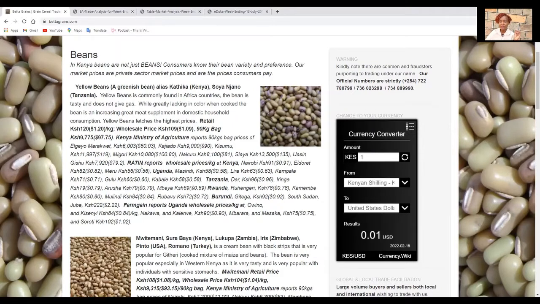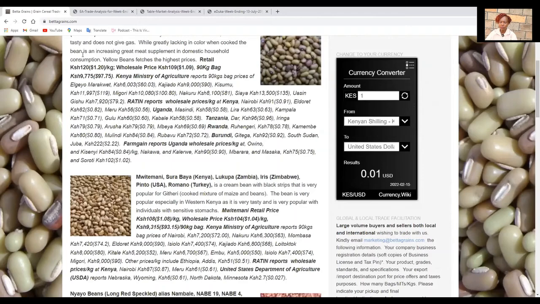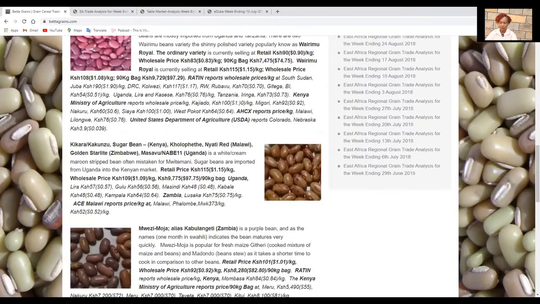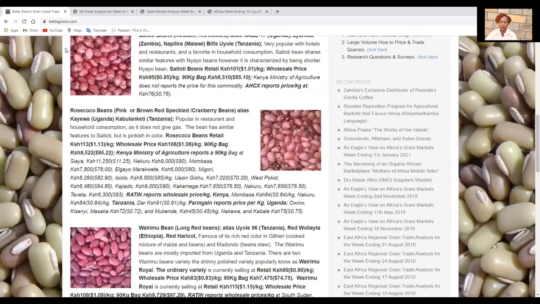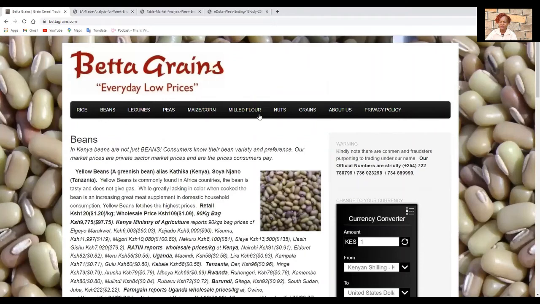We also report on the prices that RATIN reports. RATIN is a USAID-funded agricultural market information system. We give the prices that they report for Kenya, for Uganda, for Tanzania. We also have partners that we work with, FarmGain from Uganda, and we work together in establishing market prices. They also report on prices, and we usually have indicated. So this is where you will find the prices of everything that you need. On our website, this black line, I noticed it's something sometimes people don't see.